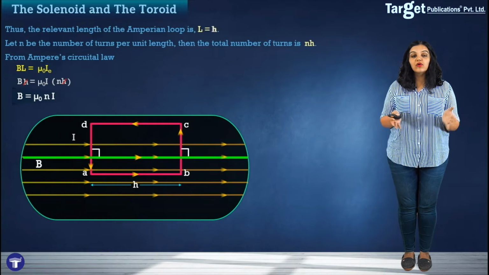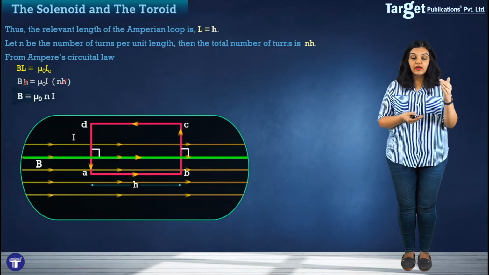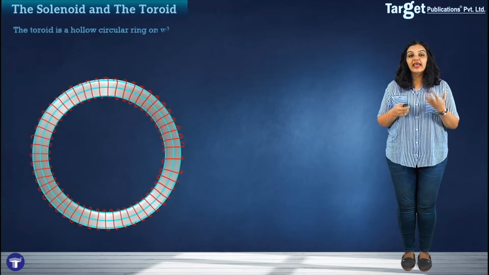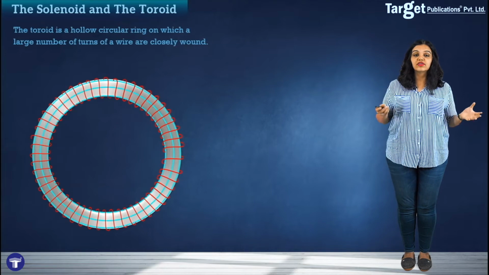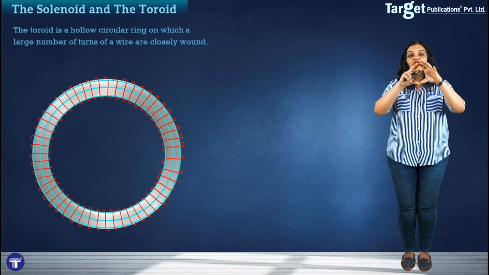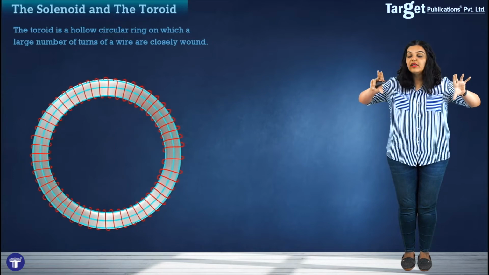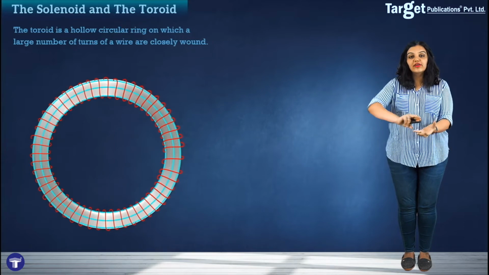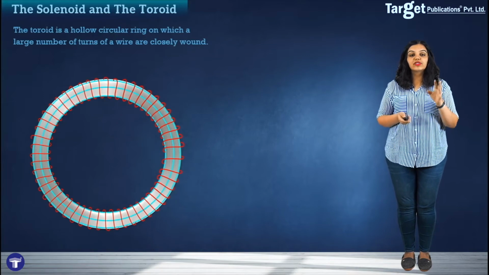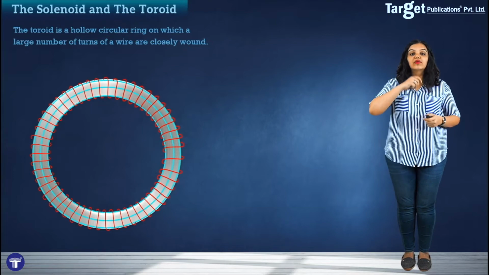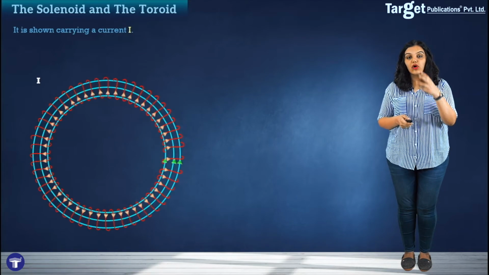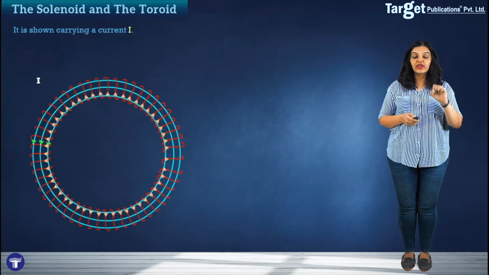So now we can also apply the same method and procedure to finding the magnetic field inside a toroid. So again, what is a toroid? A toroid is a hollow circular ring on which a large number of turns of a wire are closely wound. So you can sort of think of a solenoid, instead of being open at both ends, you just close it, so that you have a closed solenoid, an endless solenoid, and that's a toroid. So a toroid, as you can see, is a hollow circular ring on which a large number of turns of a wire are closely wound, and we can see that this toroid is carrying a current I in each of its turns.